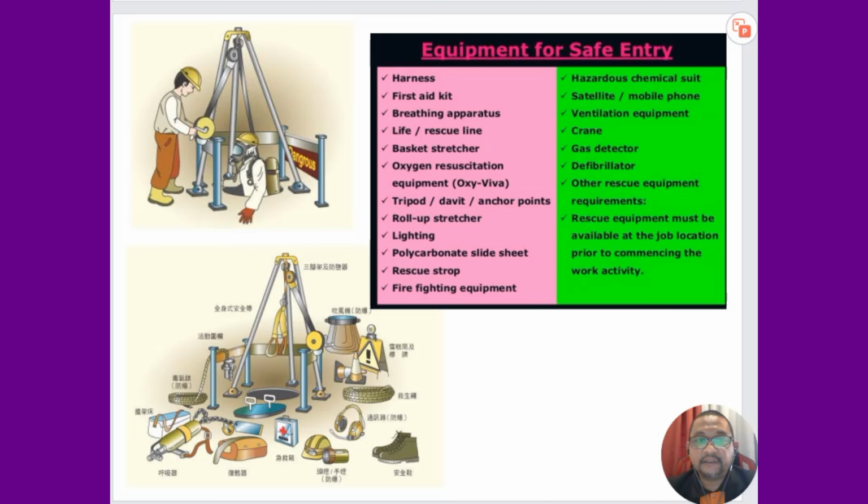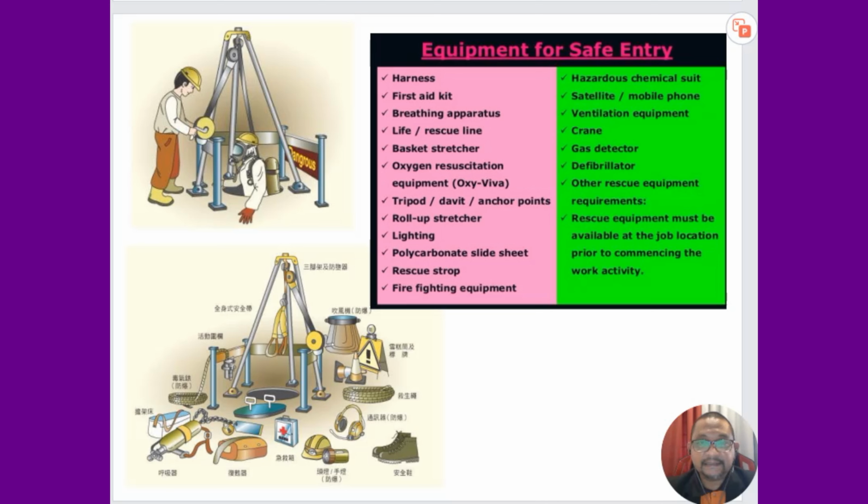Protect hand from chemical, sharp objects and physical hazards. Protective clothing, flame resistant or chemical resistant suit, are often needed. And then safety boots provide protection from hazardous surface of material.